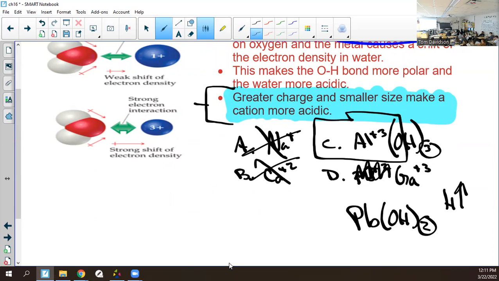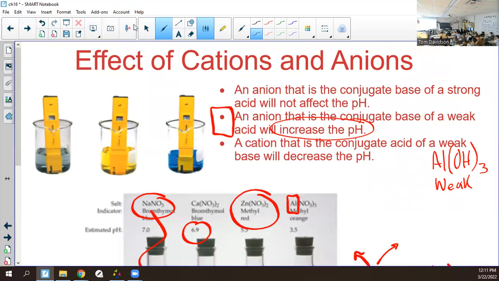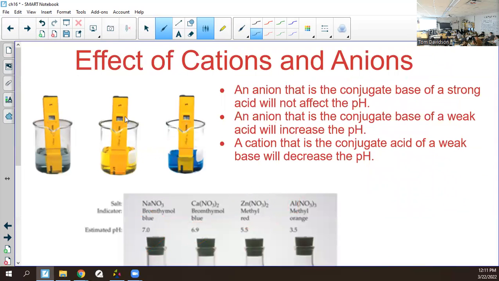No. The smaller it is, the closer its nucleus is to the outside electrons, which makes the hydroxide more attracted to it. It's like from chapter 7 a long time ago. It has a greater nuclear charge. Yep. That was a long time ago. Okay. These sentences, I should say, are of utmost importance.